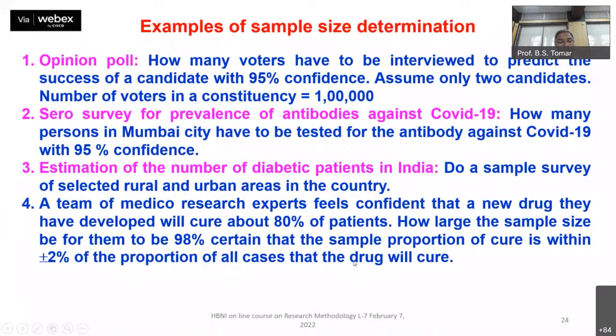So how many people do they have to test this drug on to arrive at this number with 95% confidence? So these are the different types of problems one will be encountering, and this is where statistics plays a very important role.